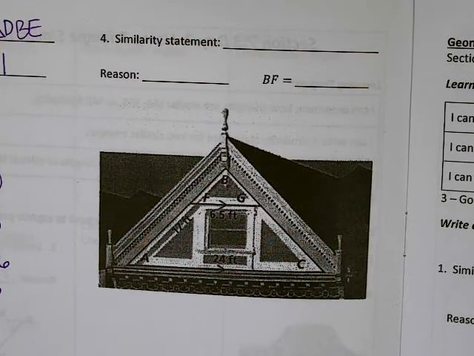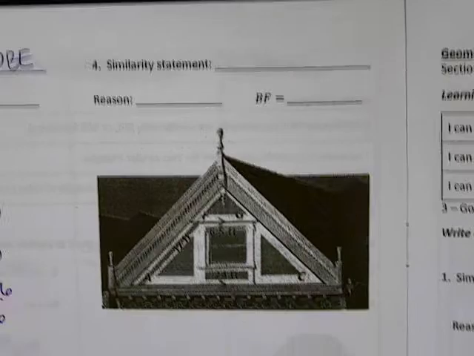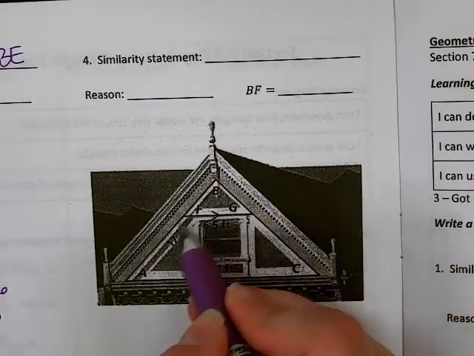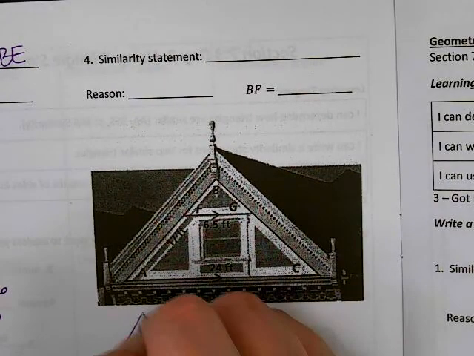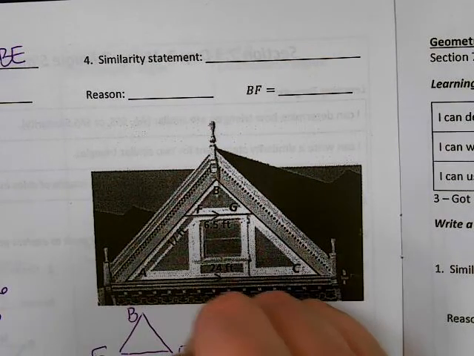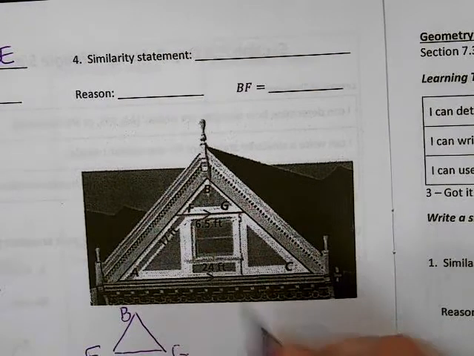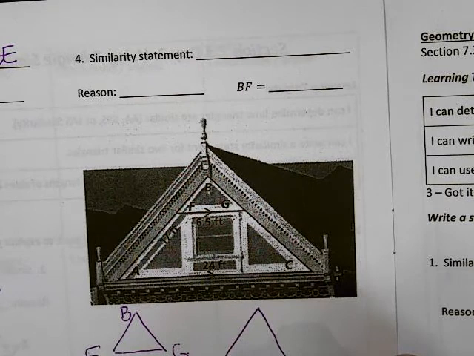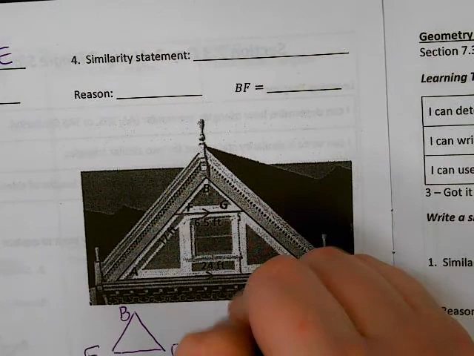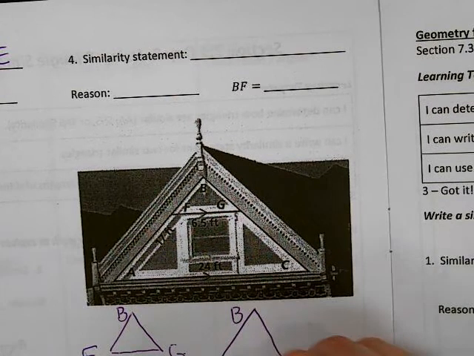This one gives you more of a real world example, but we're still just going to pick out these triangles that we see and hopefully be able to show why they're similar and then solve for BF. So I'm going to draw the little triangle up here first. We have BFG. And we're given FG is 6.5. And then we have a bigger triangle, which is BAC. We're given this is 24.